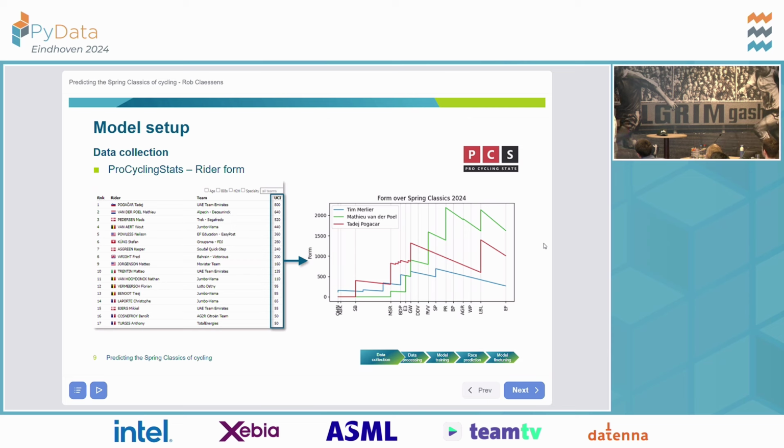And of course, in all the races they compete, they can score points to increase their form. And that, of course, also includes races like here that are not classics, but of course you can still get points and increase form. And of course, form is a very important factor you can imagine for predicting the results.